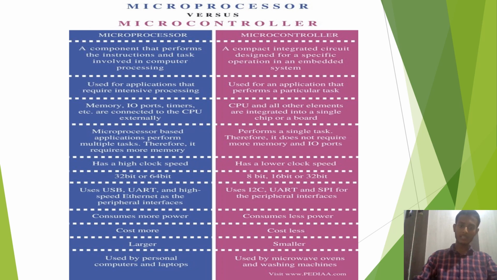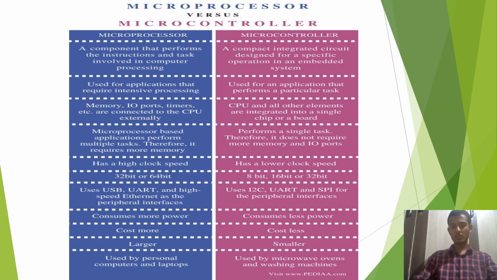Microprocessor has a high clock speed. Microcontroller has a low clock speed. Microprocessors use USB, UARTs and high-speed Ethernet as peripheral interfaces. Microcontrollers use I2C, UART and SPI for the peripheral interfaces. Microprocessors consume more power compared to a microcontroller. Microcontrollers consume less power.